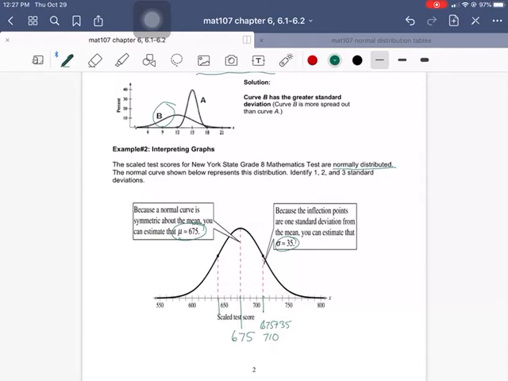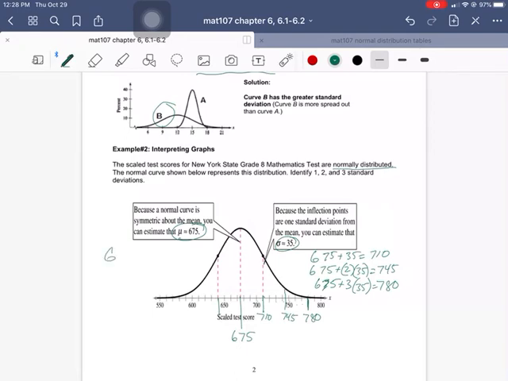Notice these are each 10 little markings on here: 700, 710, 20, 30, 40, 50. So one standard deviation is at 710. 2 standard deviations come out to 745, so that's about here. And 3 standard deviations comes out to 780. So 50, 60, 70, 80 right here, 780. That's all on the upside.